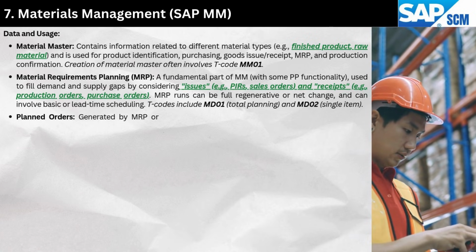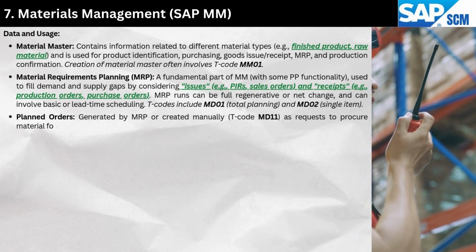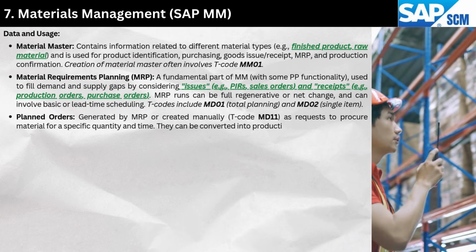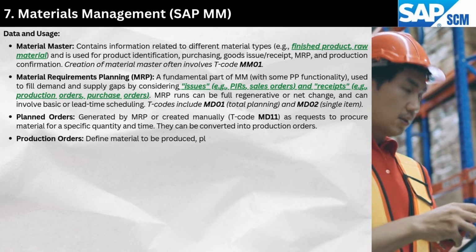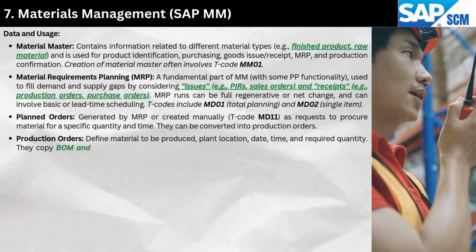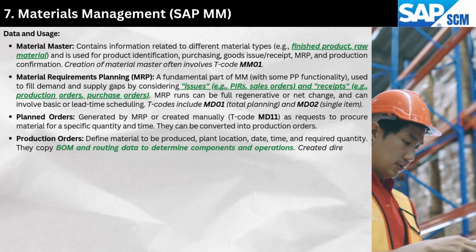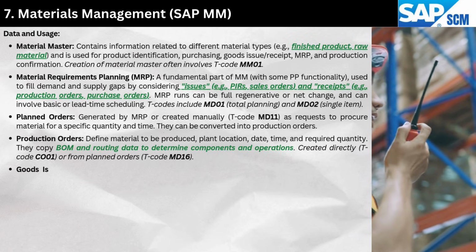Planned orders, generated by MRP or created manually, T-code MD11, as requests to procure material for a specific quantity and time. They can be converted into production orders. Production orders define material to be produced, plant location, date, time, and required quantity. They copy BOM and routing data to determine components and operations. Created directly, T-code CO01, or from planned orders, T-code MD16.